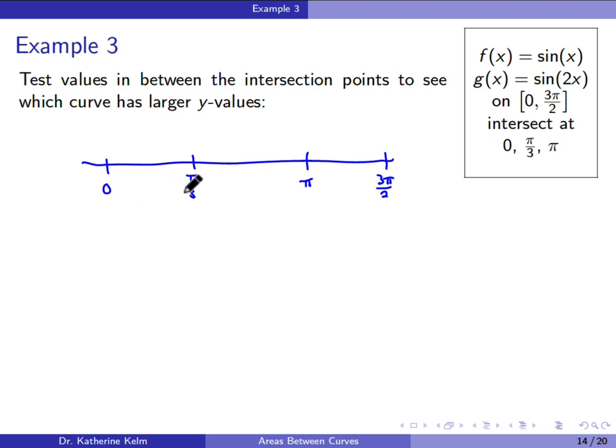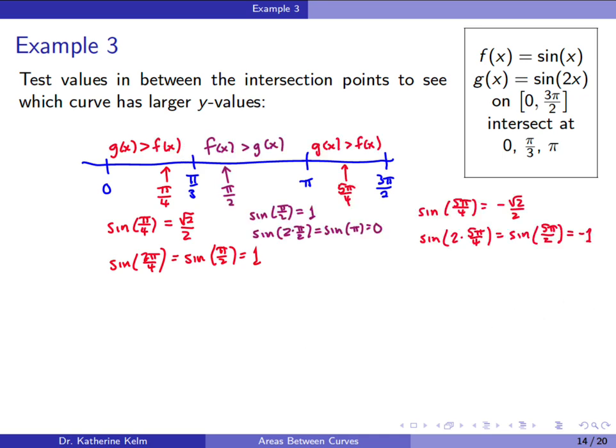For example, between 0 and pi/3, we could use pi/4. The sine of pi/4 is root 2/2. The sine of 2π/4 is the sine of pi/2, which is 1, which is certainly greater than root 2/2. So g of x is greater than f of x on this interval.